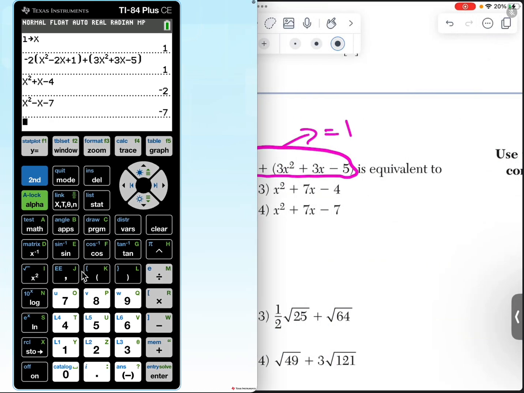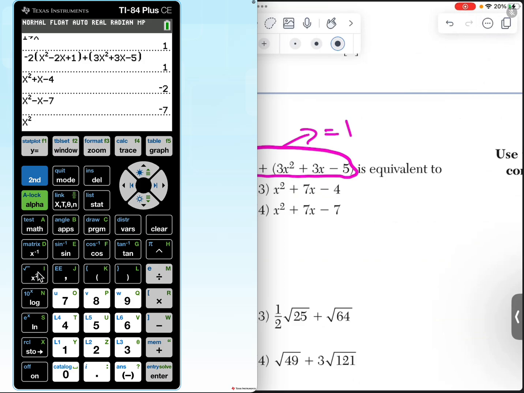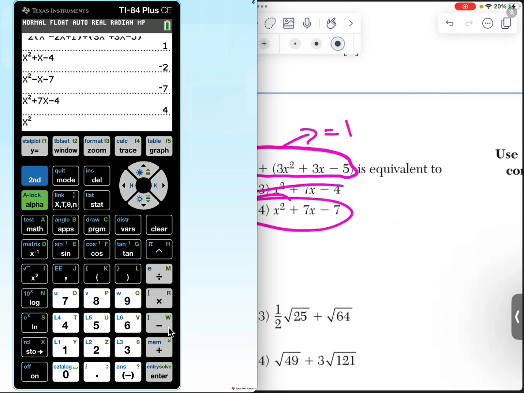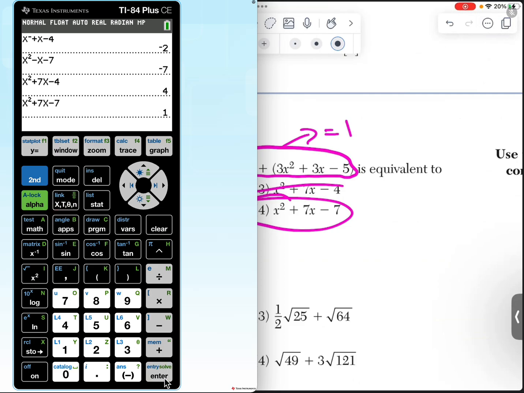So let's try x squared plus 7x minus 4. Okay, that gives us 4, so it can't be that. We know that the answer is the last one, and let's just check it so that I show you that it is true. x squared plus 7x minus 7, and we are looking for 1, and that's our answer.